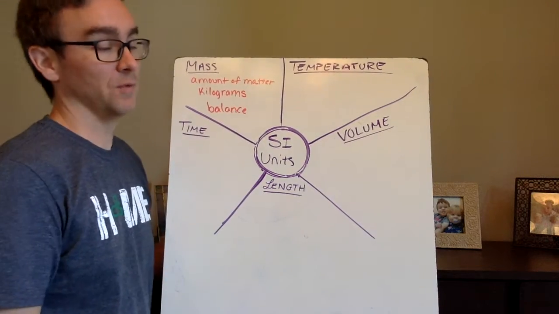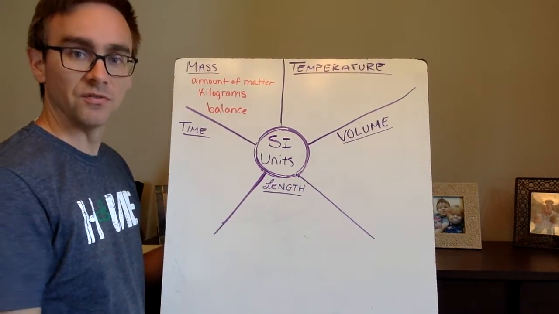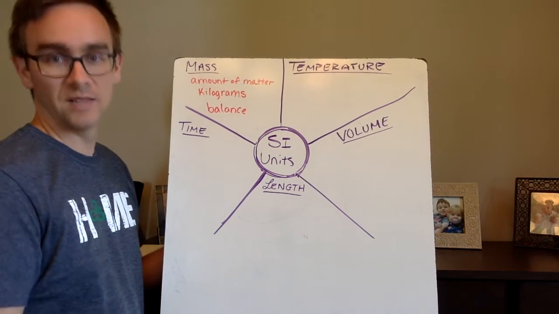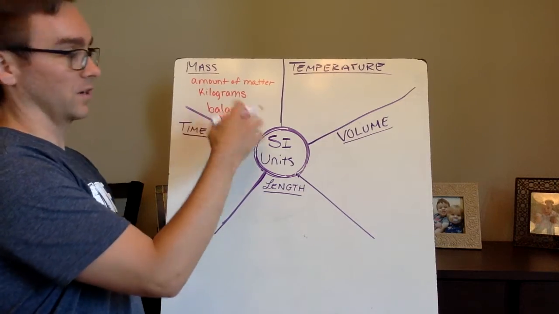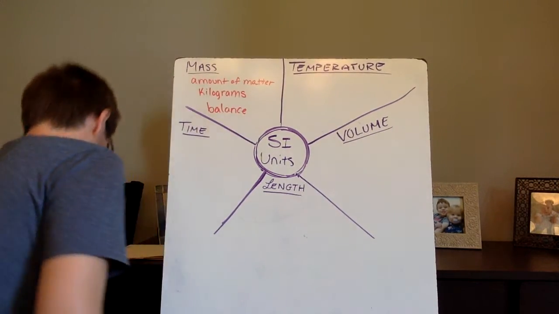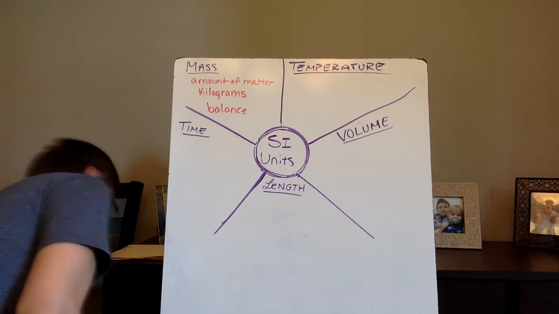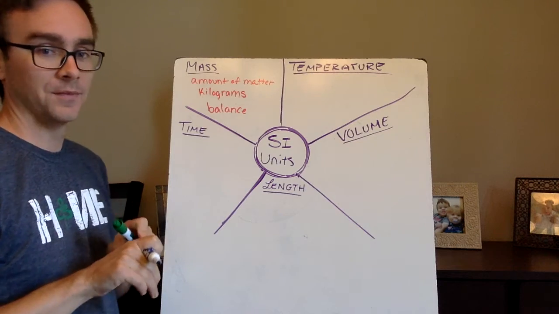Most days, today, we use digital balances where we place the object on it, and it will give us a digital readout of the amount in grams or kilograms that object has. So it's the amount in kilograms of matter in an object. And that, depending where that object is, will determine that object's weight.